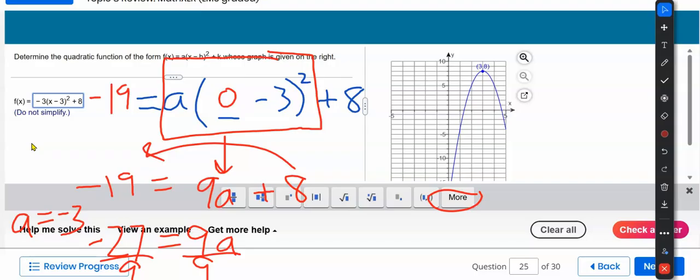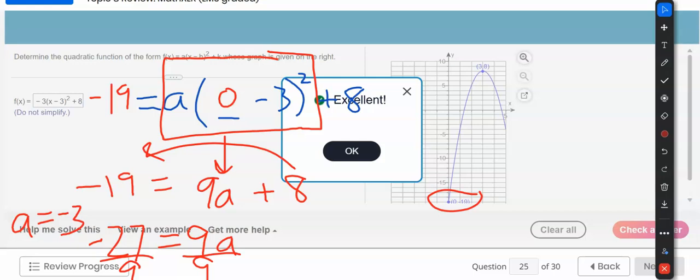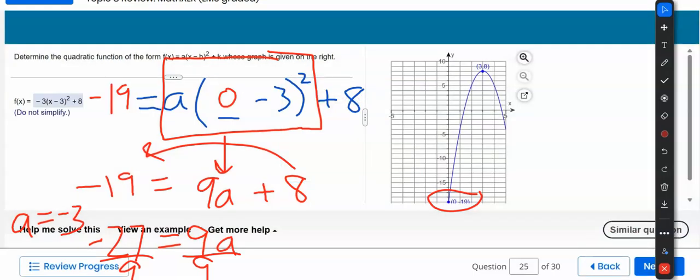Yeah. Okay. So wait, for the to get the -19, how'd you get that? Oh, from that coordinate. That coordinate is down there at the bottom. Yeah. Okay. Is that one good? Yeah.